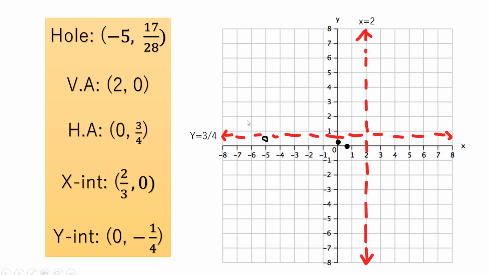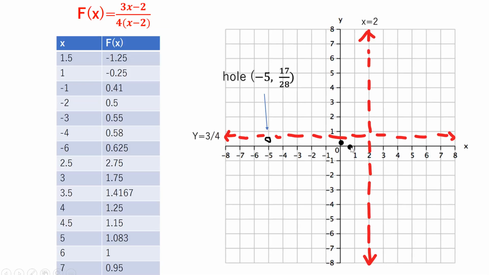The hole, when you write down the hole, you just write down the circle for it, and then vertical asymptote and then horizontal asymptote. You can use the dotted line for it, and also you can use another color if you want, like so you can see more easily. And x-intercept and y-intercept, put the point in there.